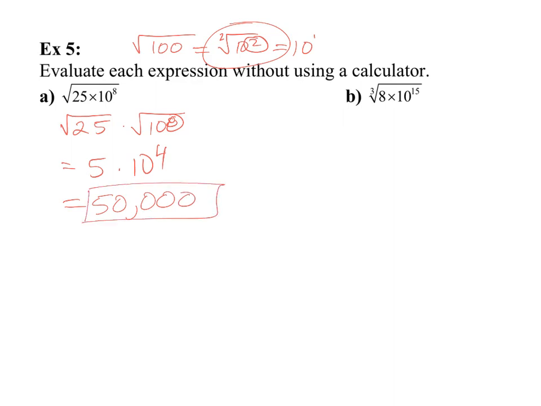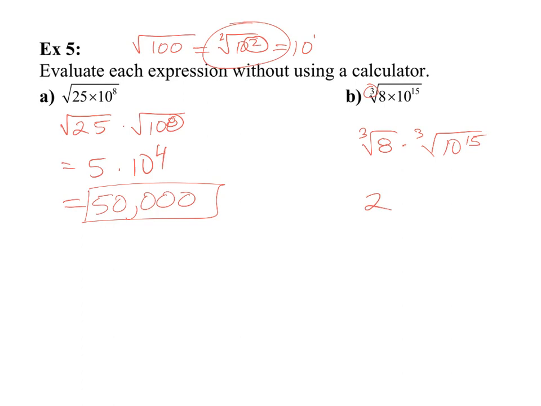All right, let's do it one more time with part B. Now be careful in this problem, we're working with the cube root. Watch out for that. So I have the cube root of 8 times the cube root of 10 to the 15 power. Okay, now the cube root of 8. What number times itself is 8? That would be 2.